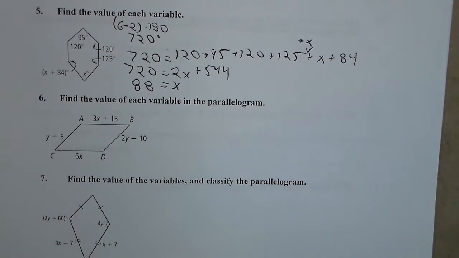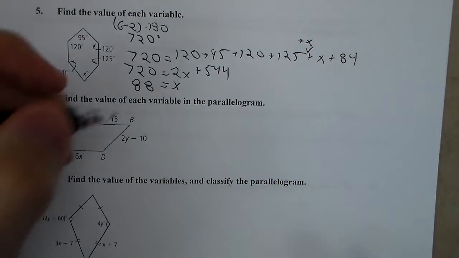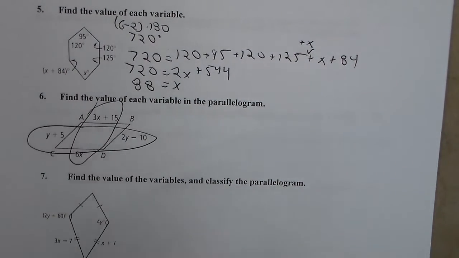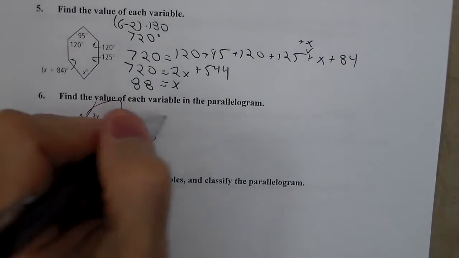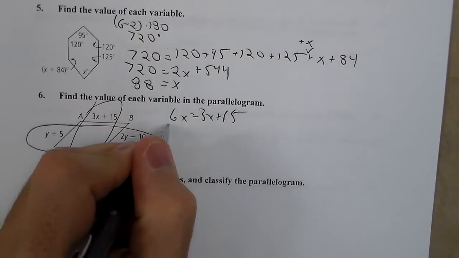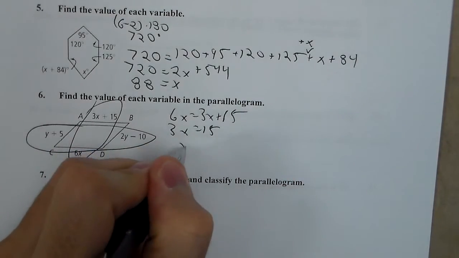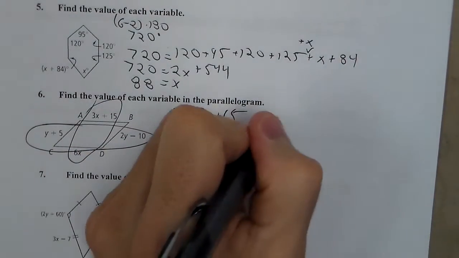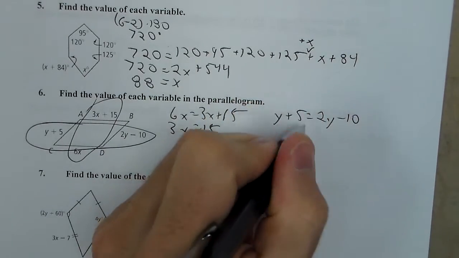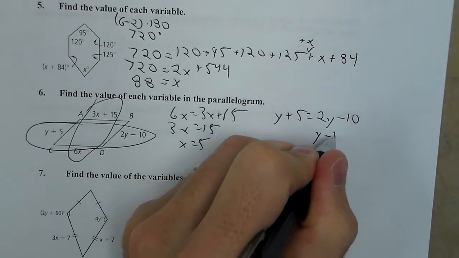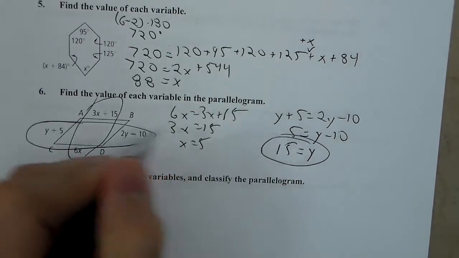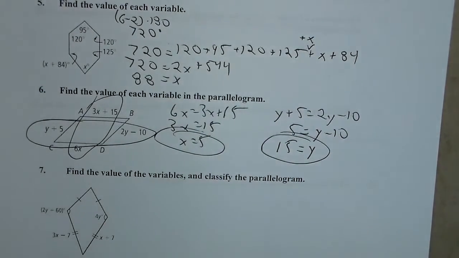For number 6, we need to find the value of each variable in our parallelogram. So I can set these two equal because they're opposite sides congruent. I can set those two equal, opposite sides are congruent. 6x equals 3x plus 15 becomes 3x equals 15 and x equals 5. Y plus 5 equals 2y minus 10 gives us y minus 10 on the right, 5 on the left. Add 10 over, we get y is 15 and x is 5.